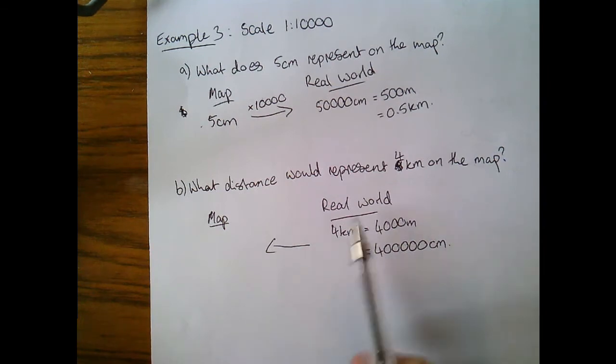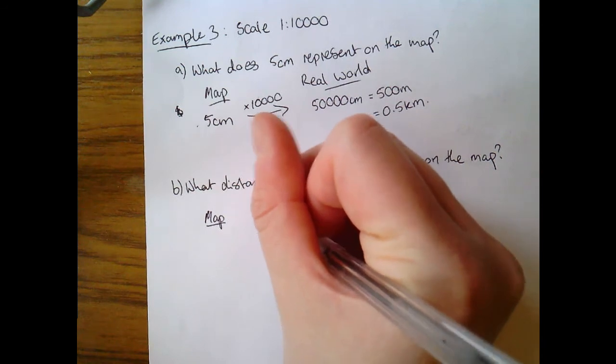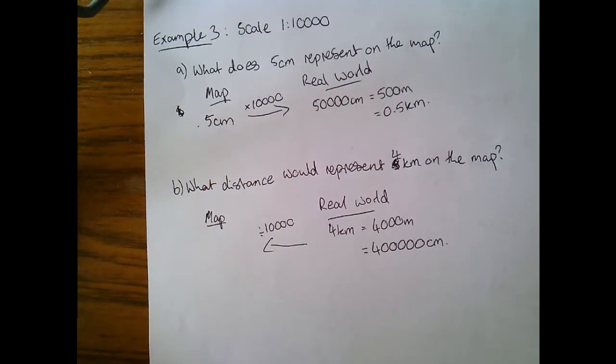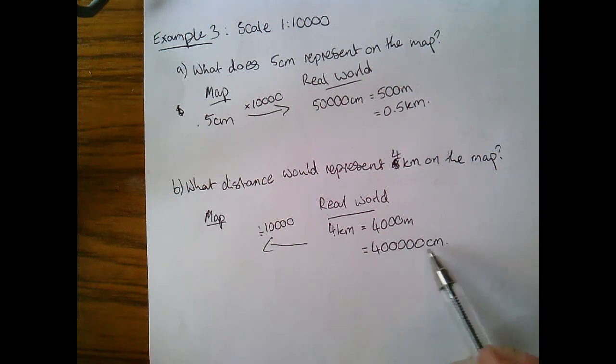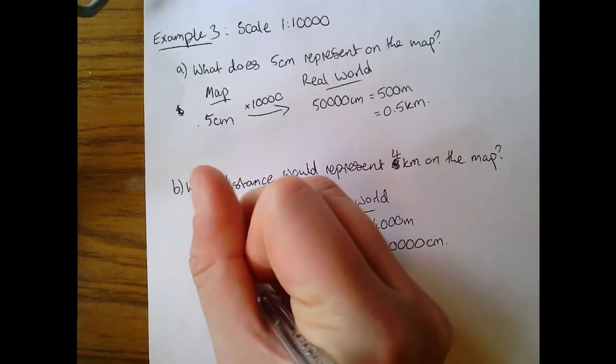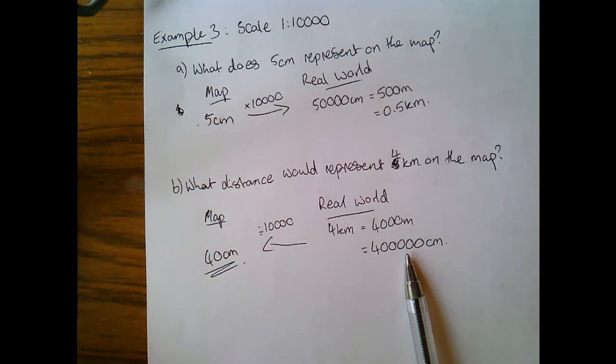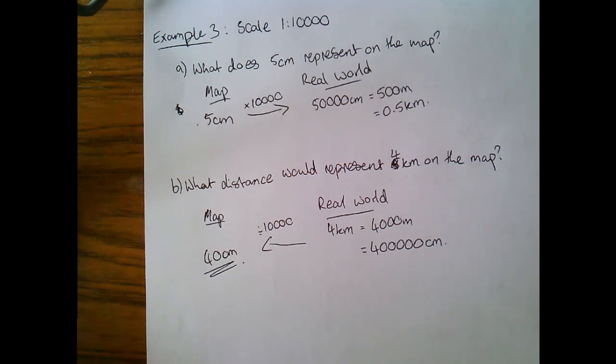We're then going back into our map. If we start with our real world, we divide by 10,000 because it's going to get smaller on our map. So 400,000 divided by 10,000 gives you 40 centimeters. That's still a really large thing to draw on a map, but maps can get quite big, and it's a lot easier than drawing out a real life full scale drawing.